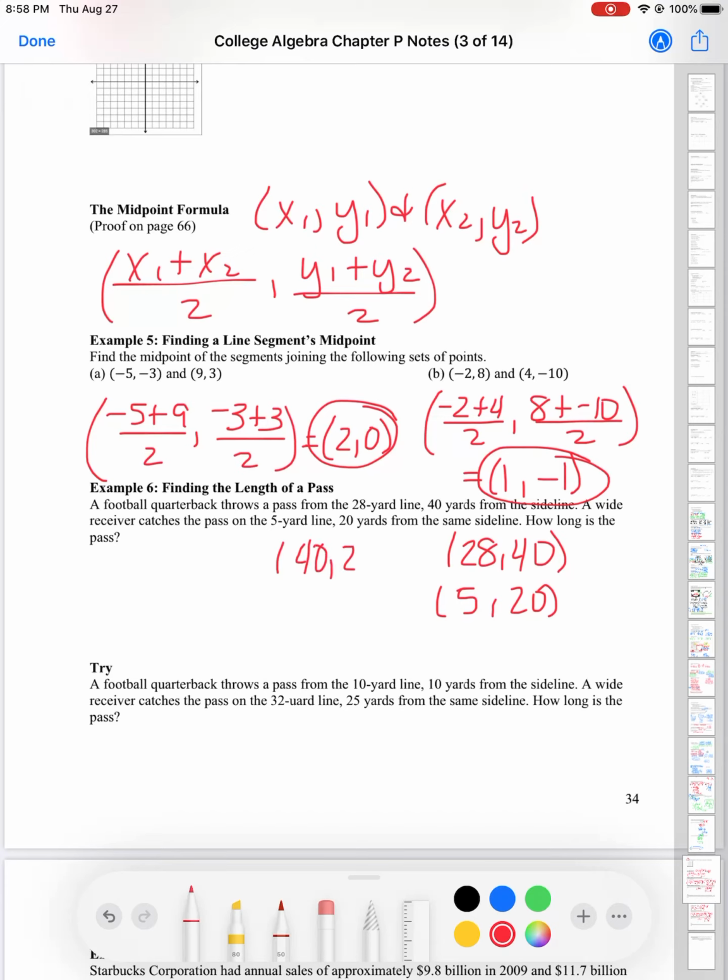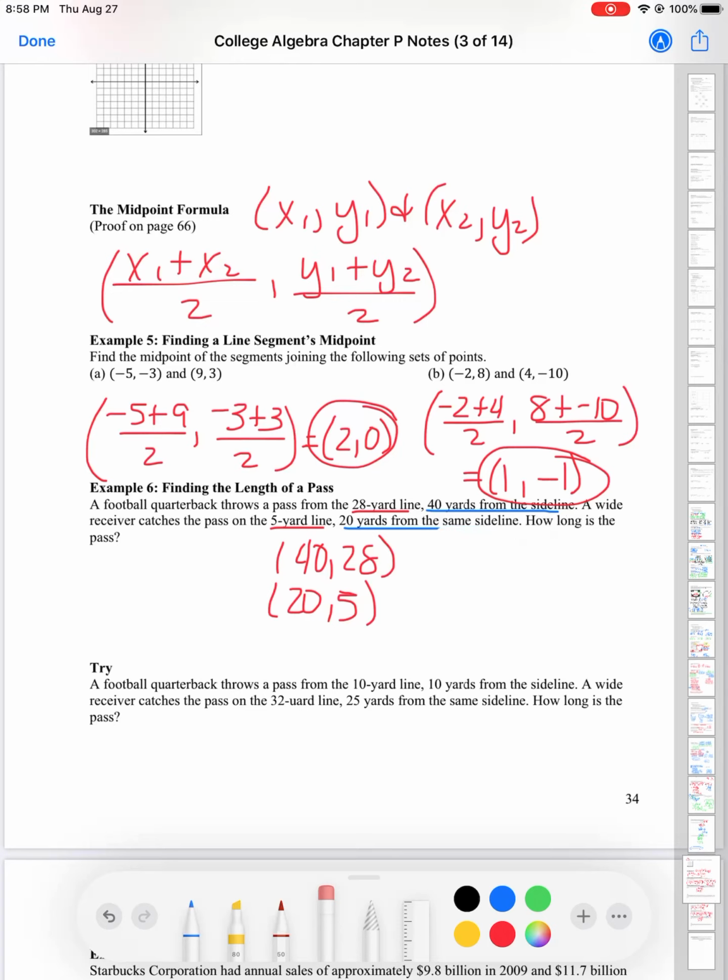or (40, 28) and (20, 5), as long as you're consistent. You make the yard line number the x value or the y value, and then you make the yards from the sideline number the other value. Okay? So it doesn't matter as long as you're consistent.